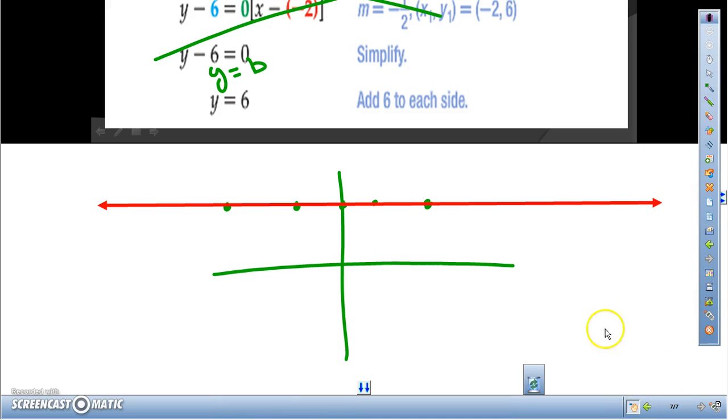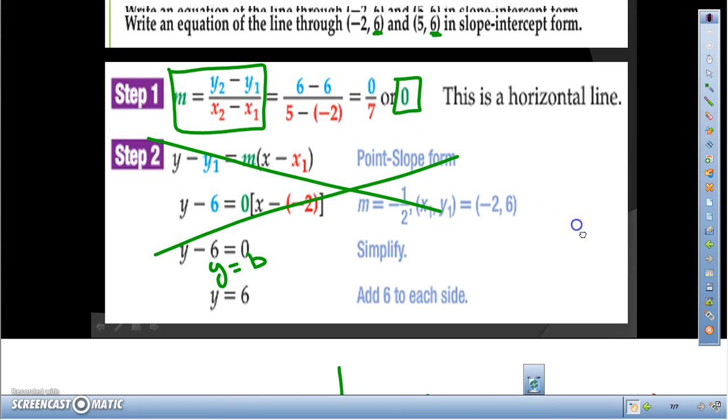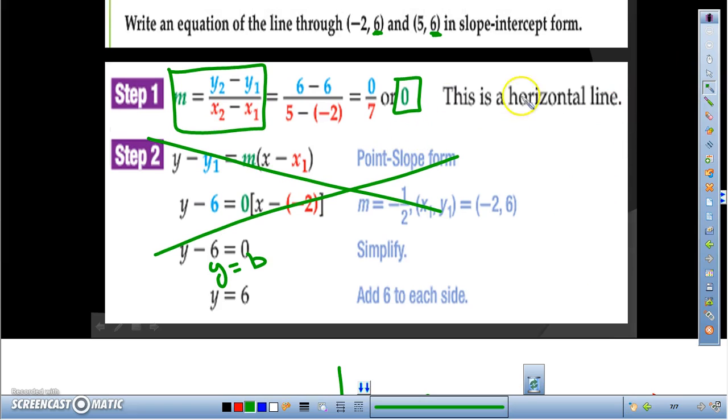Okay, so going back to our example, once we determine that it's a horizontal line, well, now we just look at our y values that we're given, and that is the value we plug in for b for our equation. And the same goes for vertical lines.